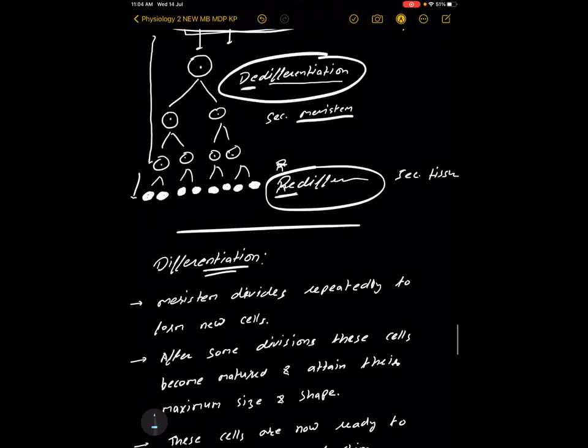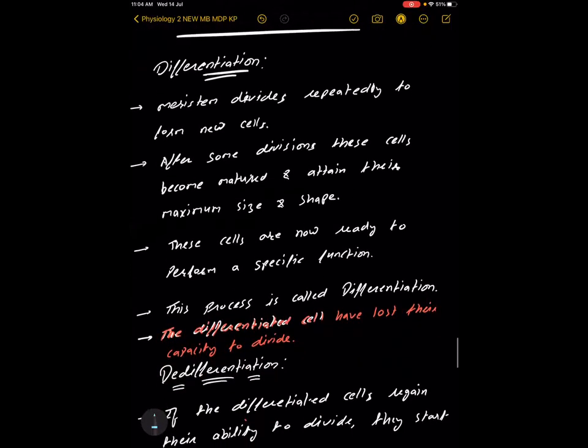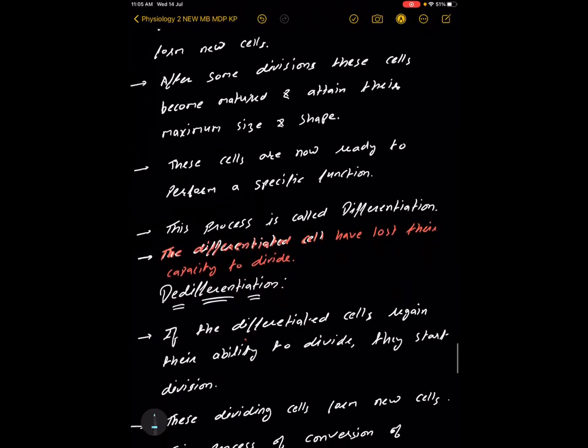Then differentiation, de-differentiation, and redifferentiation. Differentiation: earlier I said that meristem cells divide continuously and then they are differentiated. They do not divide now. They have lost their capacity to divide. That is called differentiation. So primary permanent tissues like primary xylem and primary phloem are formed.